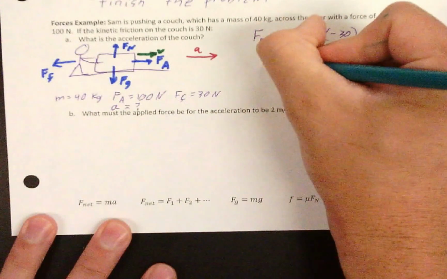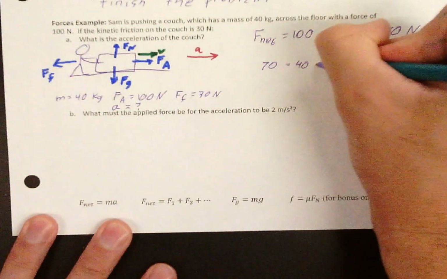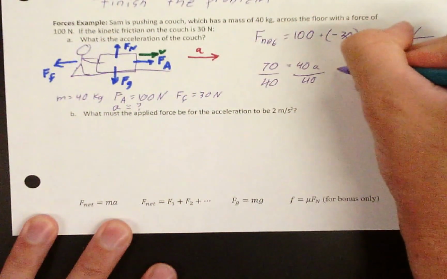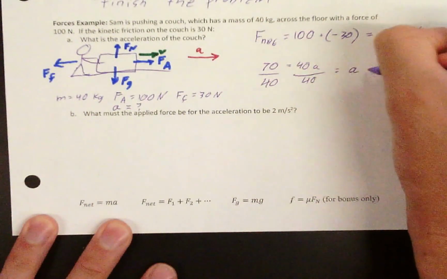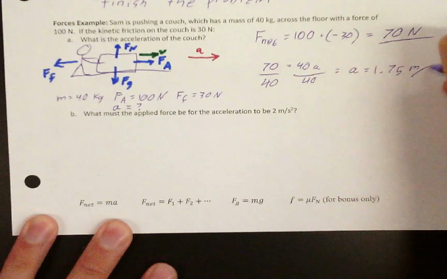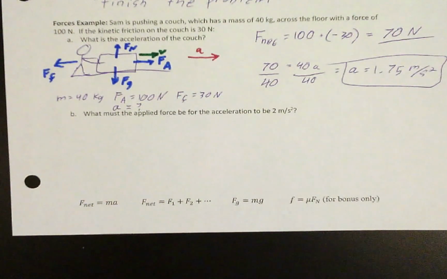So, F net equals ma, so in this case, 70 equals 40 times A, divide both sides by 40, and you get acceleration equals 1.75. At least I believe that is what that is. The mental math in my head says it is. So. There you go. So that's the first type of problem you could see: given information about the forces, solve for acceleration. That'd be the first thing.